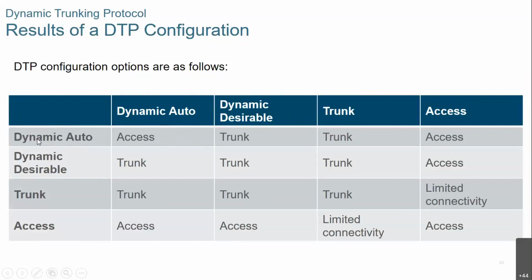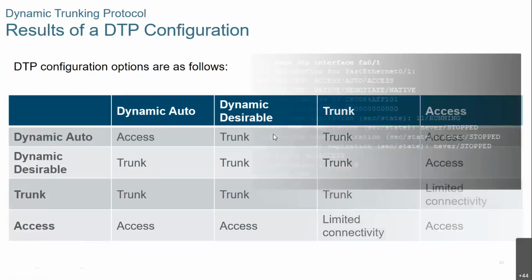If your side is dynamic auto and the other side is dynamic desirable, then both will be set to trunk. If your side is dynamic auto and the other side is set to trunk, then you will become trunk. If your side is dynamic auto and the other side is access, you will become access. Same goes, if your side is dynamic desirable and the other side is dynamic auto, you will be set to trunk. If your side, you get what I mean. Because you set it to be dynamic, it has a lot of variables.